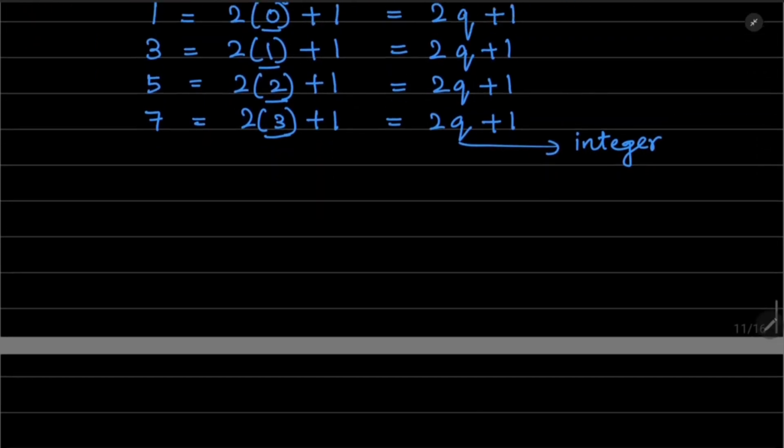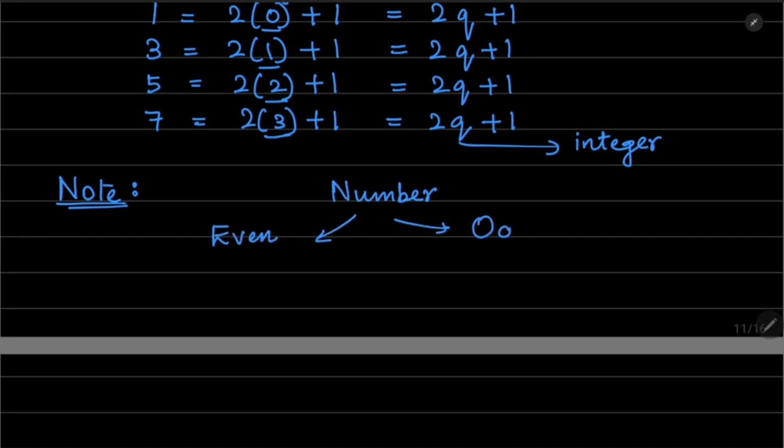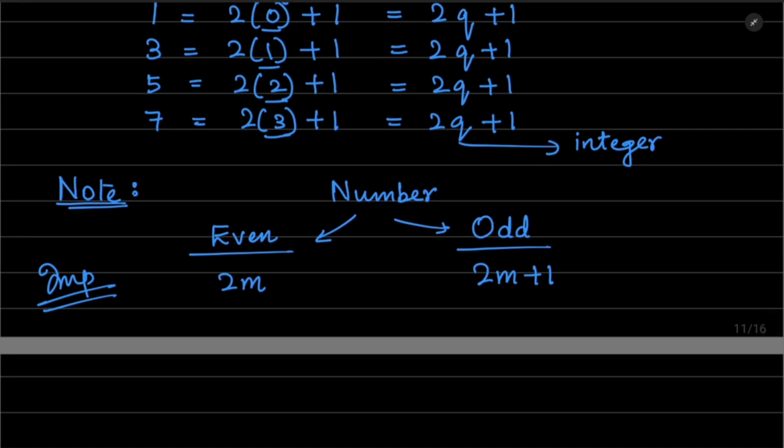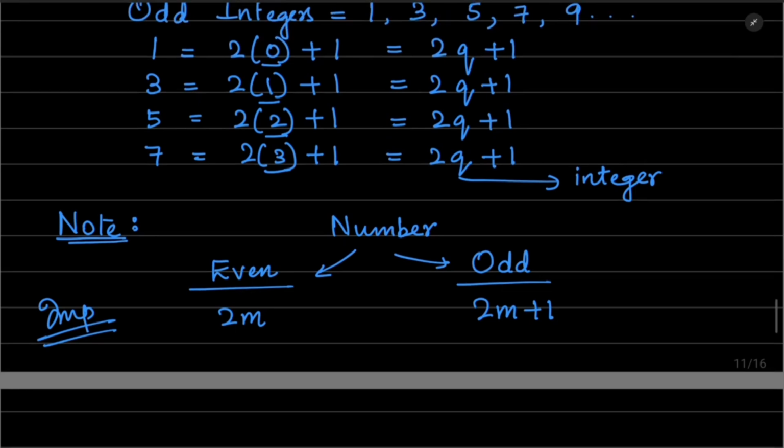Now let me write a small note for all of you to understand. It will really help you. Whenever you have any number, they are of two types: even numbers and odd numbers. Always remember, even numbers are of the form 2m where m is an integer, and all odd numbers are of the form 2m plus 1. This is very, very important. Do make a note of it. Even integers are of the form 2m, and odd integers are of the form 2m plus 1. This is extremely important.